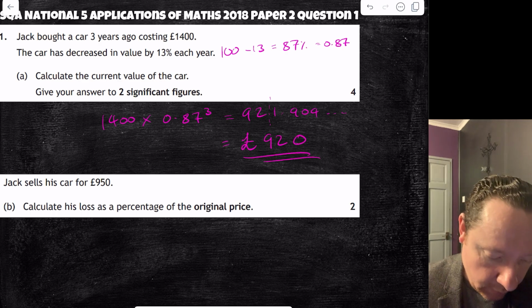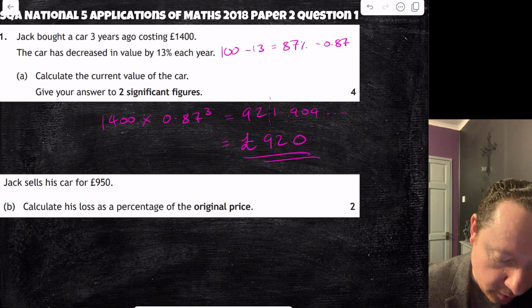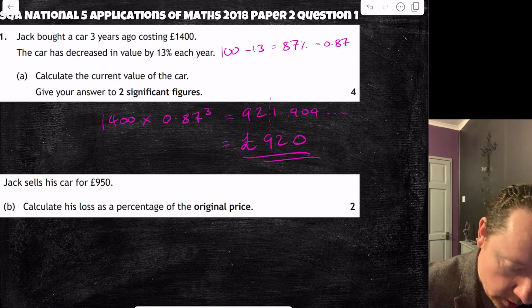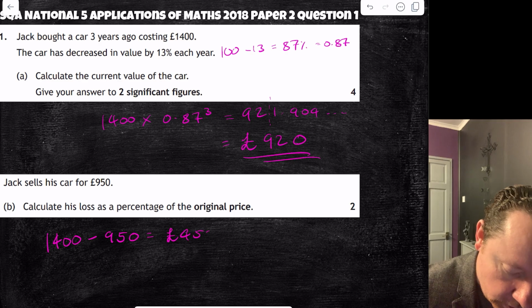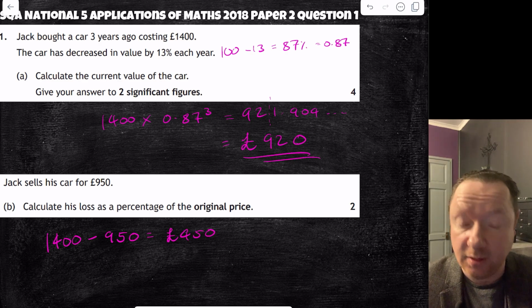Part B. Jack sells his car for £950. Calculate the loss as a percentage of the original price. So I need to know how much he lost, first of all. So it's 1,400 he bought it for, minus 950. Well, that's a £450 loss. So as a percentage of the original price, well, that's the same as a fraction.